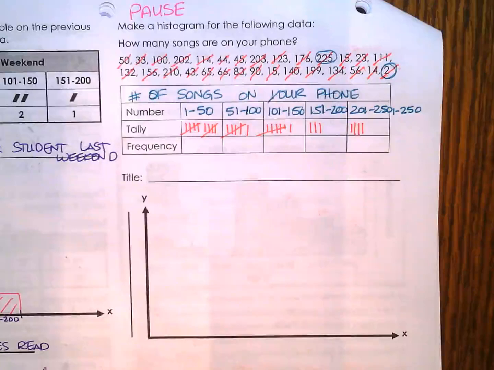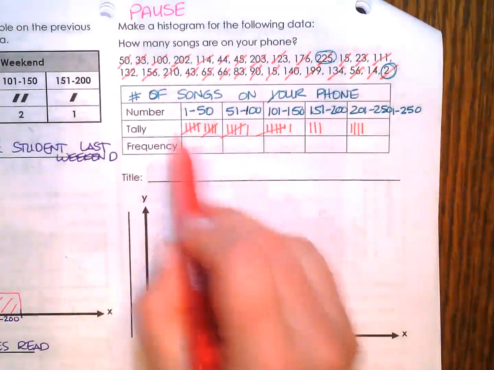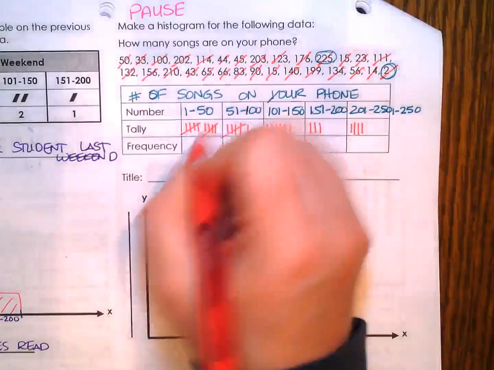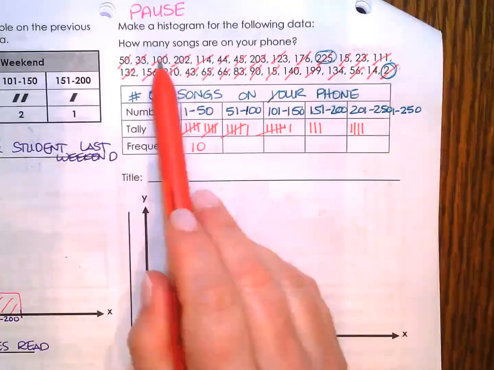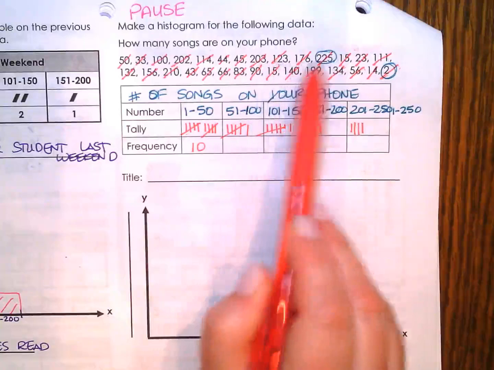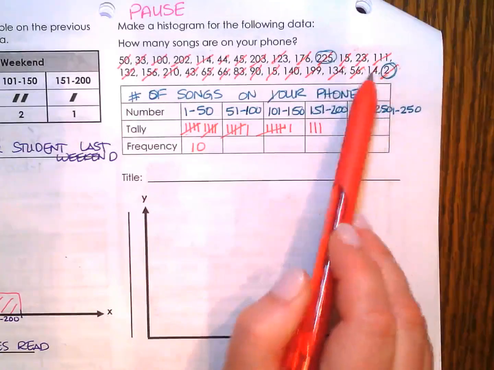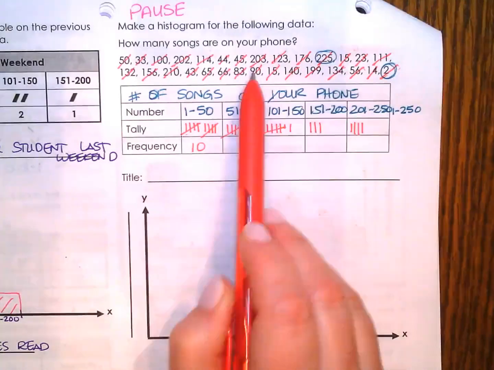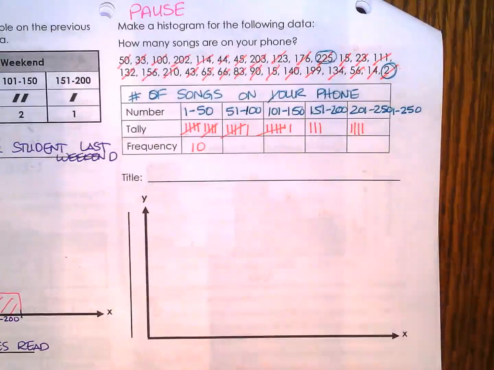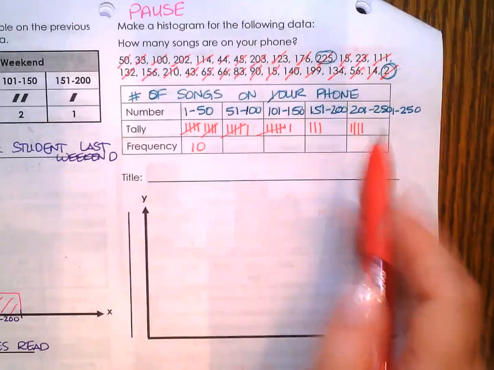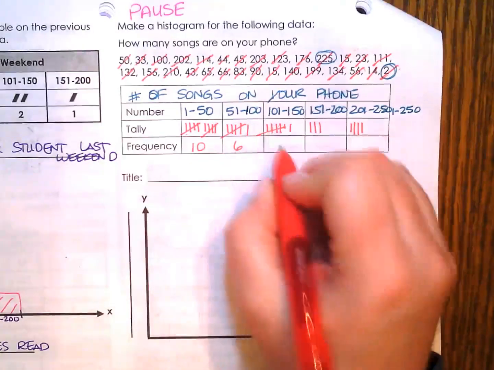Now we just count up our frequencies. So there are 10 tallies that come into the 1 through 50 range. And I highly recommend, by the way, that you do a quick count. 1, 2, 3, and so on up to 29. There are 29 pieces of data. So I'm hoping when I'm done here that we get 29 things.